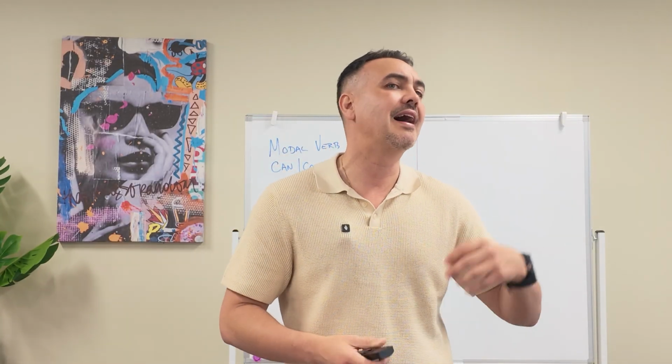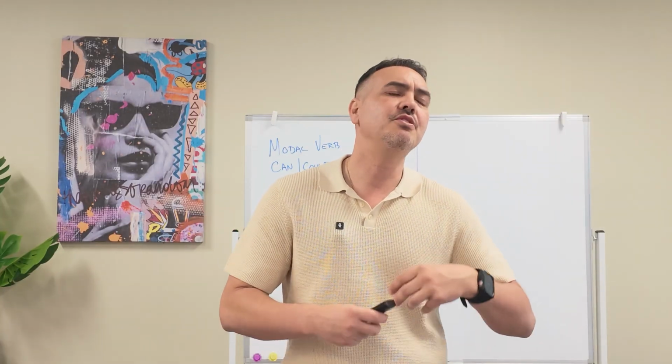Okay. So just to review, can and could are modal verbs. After can and could, always use the base form of the verb. Okay? Use can for present ability. For example, I can speak English. And use could for past ability. For example, I could swim when I was young.